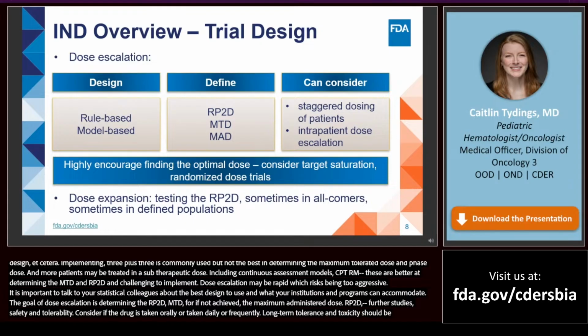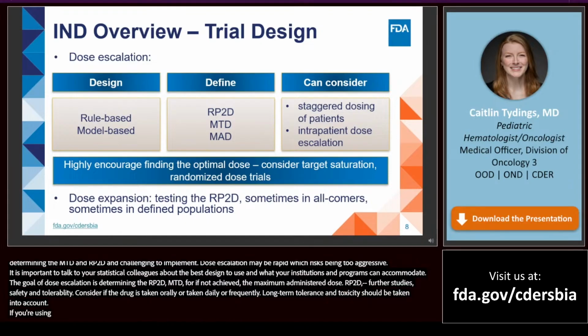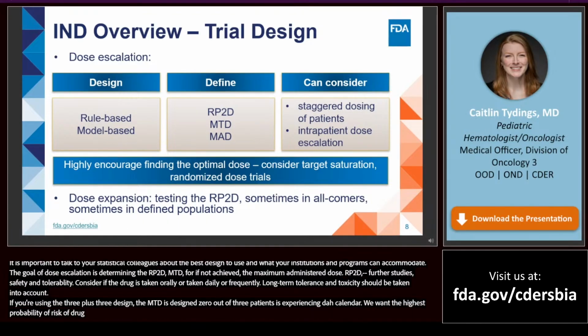If you're using the 3+3 design, the MTD is defined as the dose at which 0 out of 3 patients experience a dose-limiting toxicity, or 0 to 1 out of 6 patients experience a toxicity. Other designs have other definitions. Generally, we want the highest probability of risk of drug toxicity to be less than 30%, and the target risk of drug toxicity should be aimed at about 25%. But there is some flexibility depending on the design, so we will provide feedback if needed during our review of the protocol.